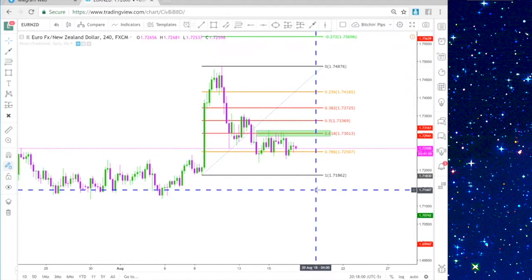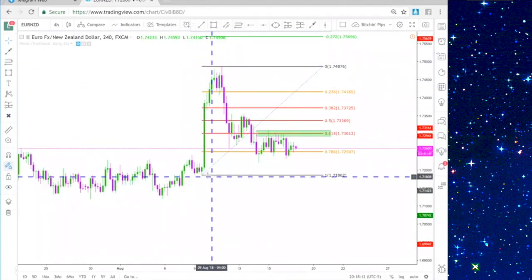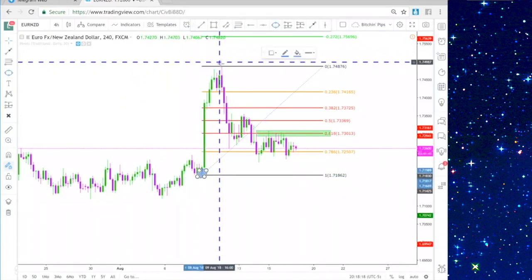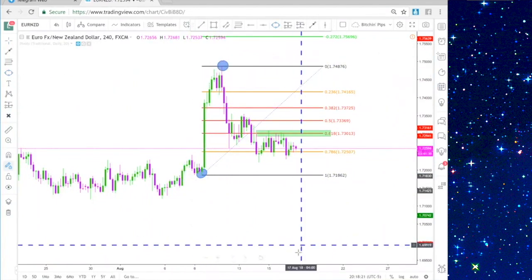So Charles, the way that I have my fibs drawn, I have them set up for price to continue up because of this huge move here. This was the swing. This move, from right here to right here, is the move I'm looking at. And that's how I'm going to draw my fibs.